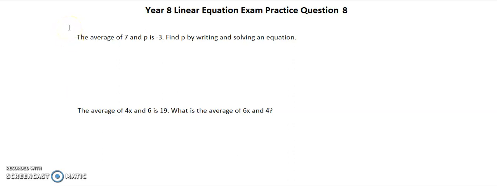Year 8 Linear Equation Exam Practice Question 8. So, first thing we need to do is write these into an equation before we are able to solve them.